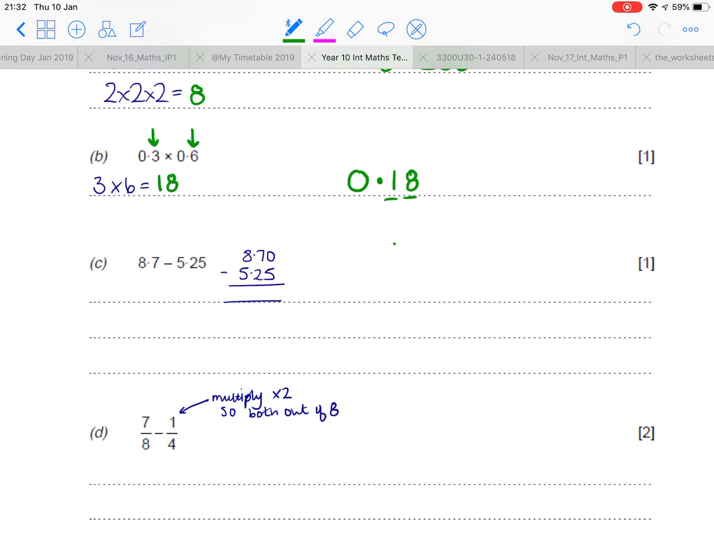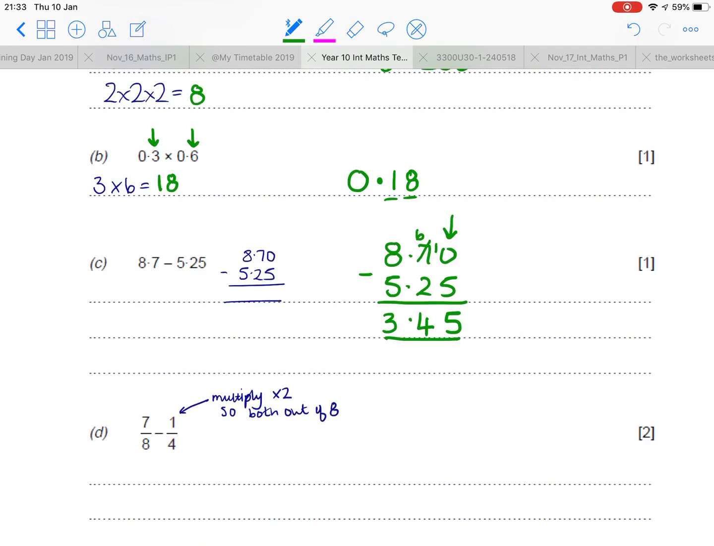This subtraction has to be done column by column, and to start off with, 0 take away 5 you can't do, so you have to borrow. 10 take away 5, 6 take away 2, 8 take away 5.